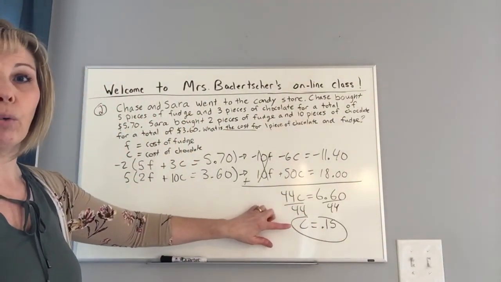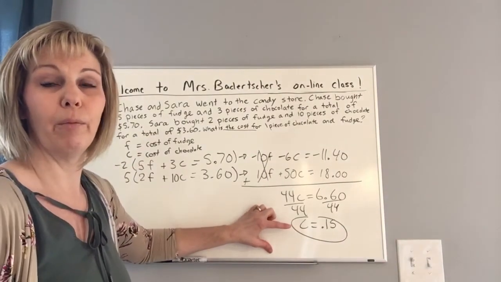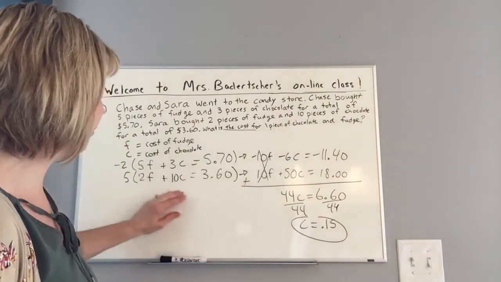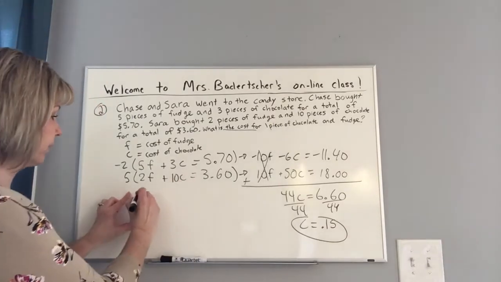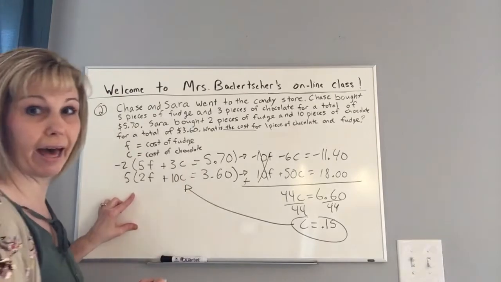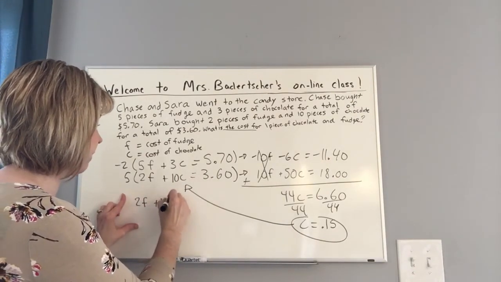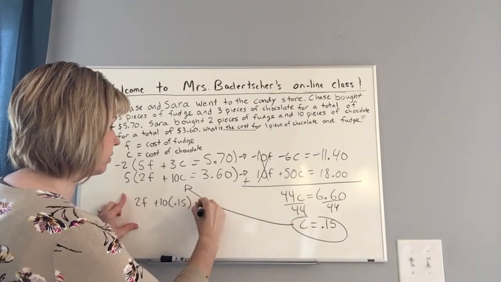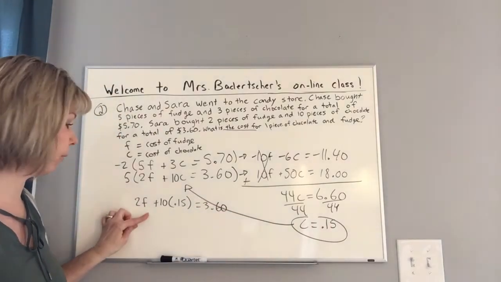But remember, this time, it's not just like A plus B equals a number. We can't just subtract it. We have to substitute it back into one of the problems. I would go with a smaller one. Looks like this one's a pretty easy one. The bottom. So I'm going to substitute C right in for C to solve for the F for fudge. So we say that 2F plus 10 times, well, what's C? 0.15 equals $3.60. And then solve here for F.